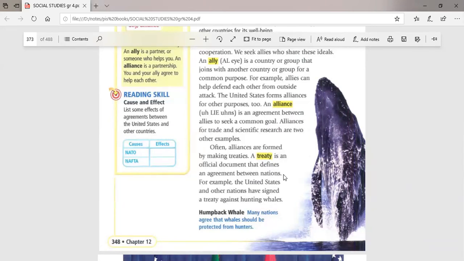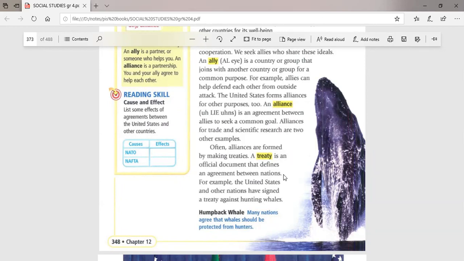For example, America and Mexico made a trade alliance. What is the meaning of trade alliance? It means that they will trade with each other with no taxes. America and France, for example, made a war alliance. What is the meaning of war alliance? It means that they will help each other in case of war.